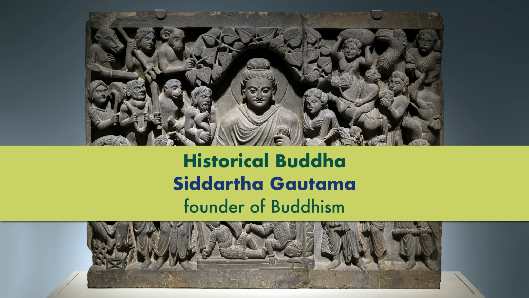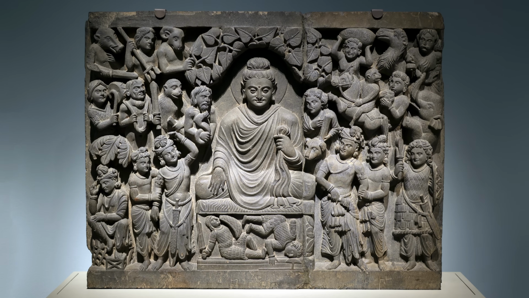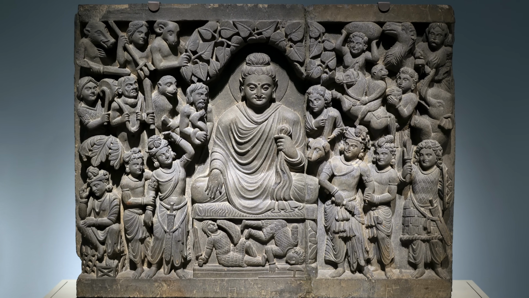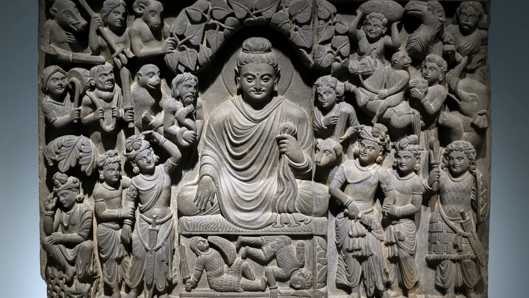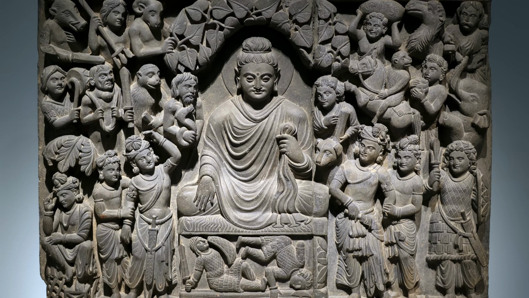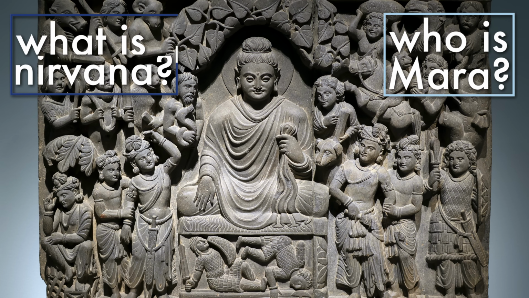The relief depicts the historical Buddha, or the founder of Buddhism, Siddhartha Gautama, seated on a throne, surrounded by animals and people, some of them armed with swords, sticks, boulders, and other weapons. The scene represents an important moment in the Buddha's life, his defeat of Mara and attainment of Nirvana. But who is Mara, and what is Nirvana?